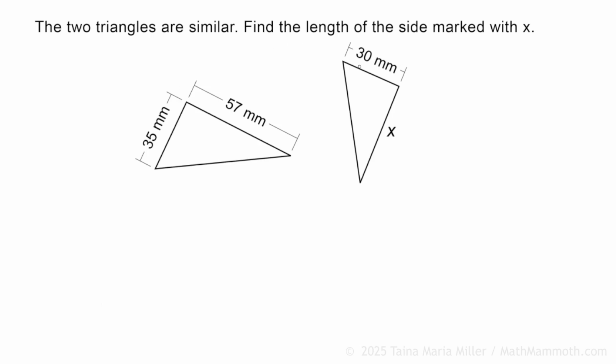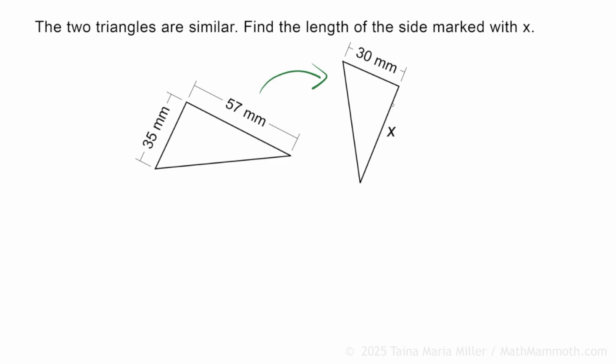So there's a scale factor involved, some kind of number that's less than 1. And you could find it out, right? And then once you find the scale factor, then you can multiply the 57 millimeter side by that scale factor to get x. So that's one way.